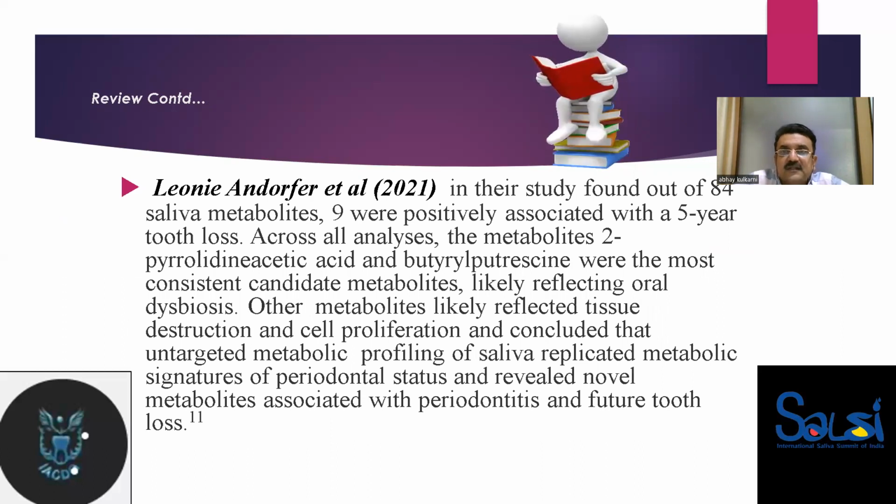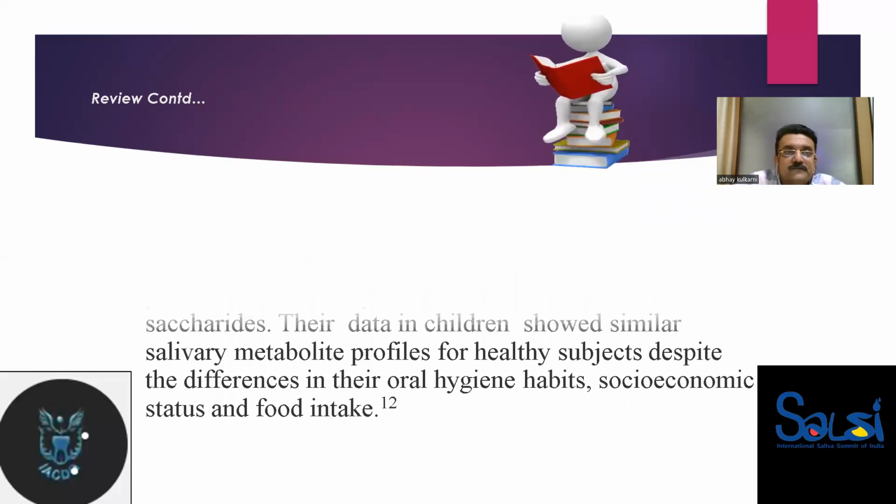Leone and Raffer et al., in their study, found that out of 84 saliva metabolites, 9 were positively associated with 5-year tooth loss. Across all analyses, the metabolites 2-pyrrolidinic acid and butylputrescine were almost consistently candidate metabolites, likely reflecting oral dysbiosis. Other metabolites likely reflected tissue destruction and cell proliferation, and they concluded that untargeted metabolic profiling of saliva replicated the metabolite signature of periodontal status and revealed novel metabolites associated with periodontitis and future tooth loss.